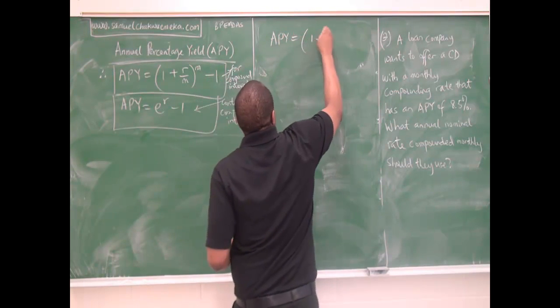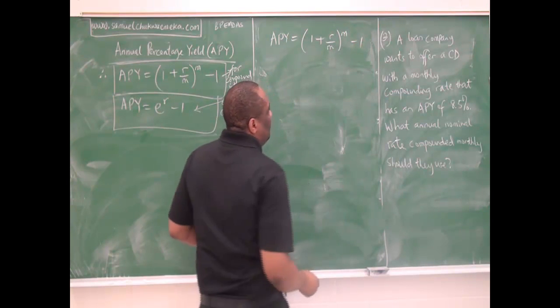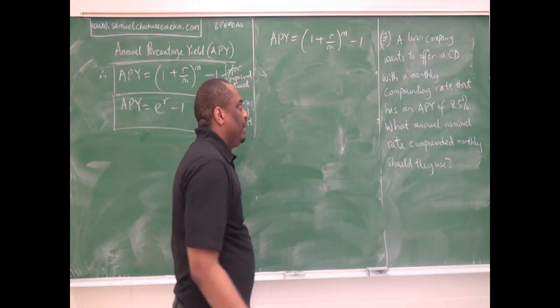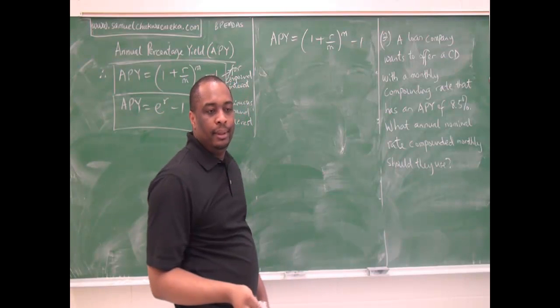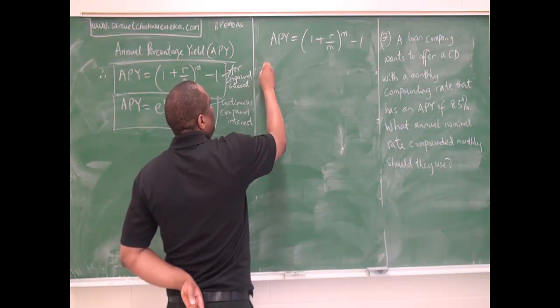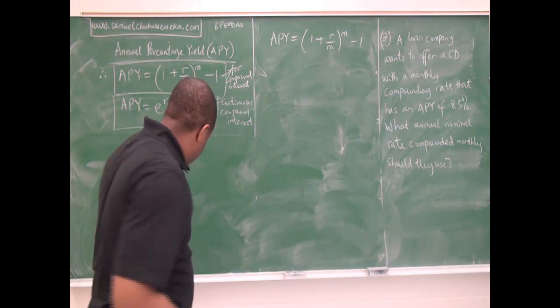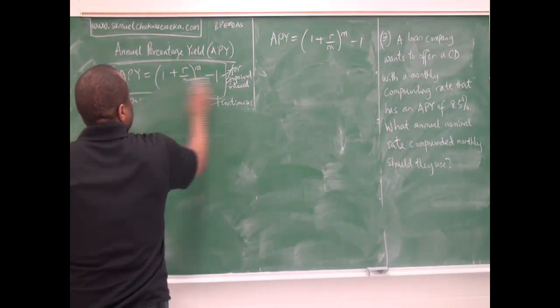APY is 1 plus r over m, to the power m, minus 1. And we have to find r. Okay, so let's solve it. Let's make r the subject of the formula. So this tells us that, can I use this here?